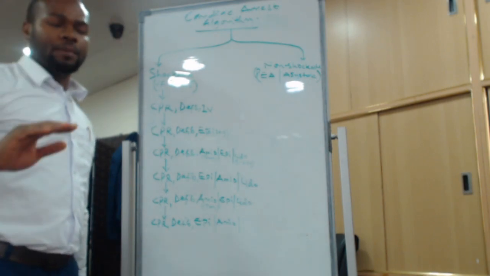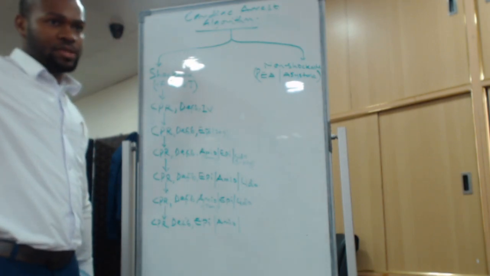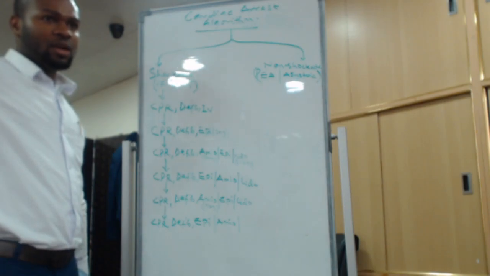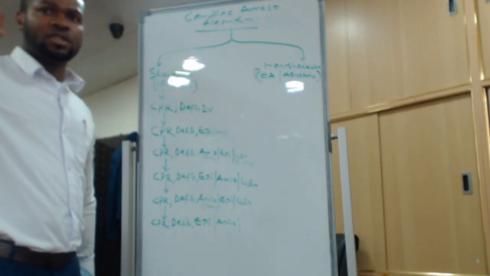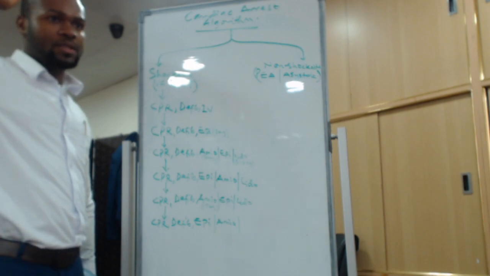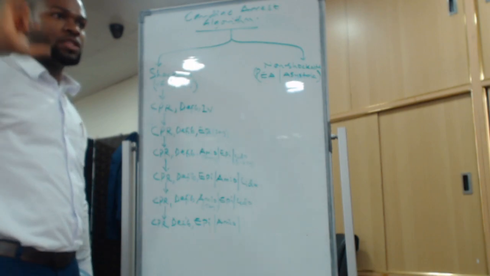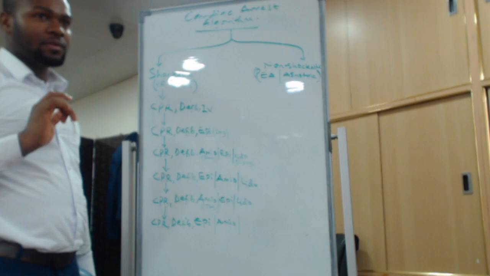Maximum dose of amiodarone is how many? Three doses. First is 300, second is 150, the third is 150. You stop for 24 hours. That's 600 milligrams for 24 hours, without an infusion.